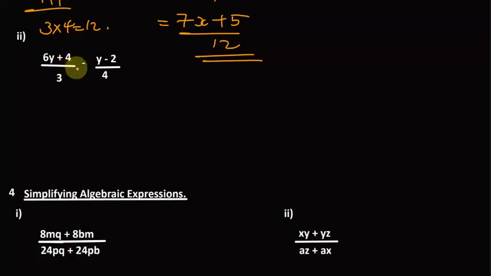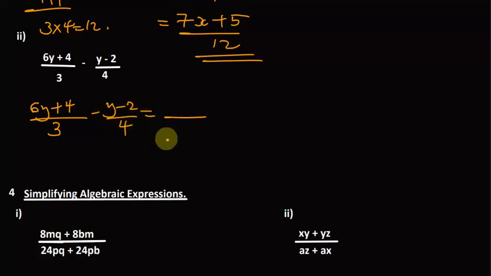6y plus 4 divided by 3, then minus y minus 2 divided by 4. This is what we'll be having. As usual, LCM. Let me rewrite. This is 6y plus 4 over 3 minus y minus 2 over 4. So LCM is just 12.